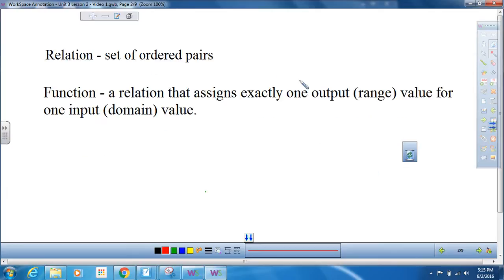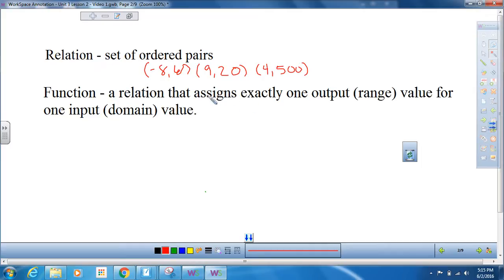Okay, so first of all, a relation is just a set of ordered pairs. So it could mean any set of ordered pairs. It can be any set of ordered pairs: -8, 6; 9, 20; 4, 500. Doesn't matter. Any set.